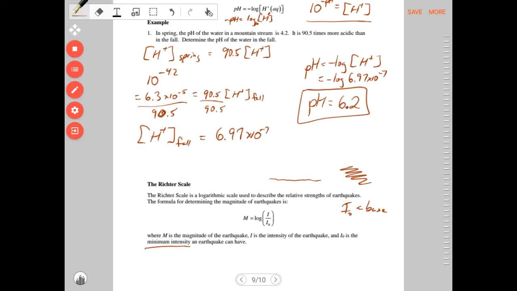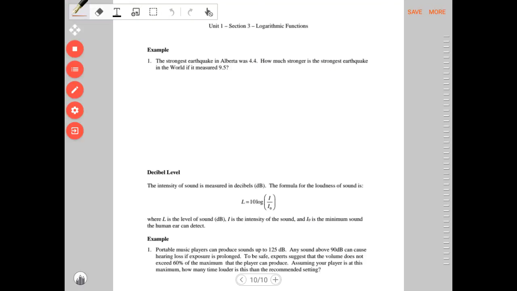Really what's going to happen is the I0 is going to cancel out almost all the time. I'll show you that here in the examples. Now, if I convert this to an exponential equation, remember the log is base 10. So this is 10 to the magnitude equals the intensity of the earthquake divided by that base intensity. So we can use both versions of this. Okay, let's flip the page and look at our example.